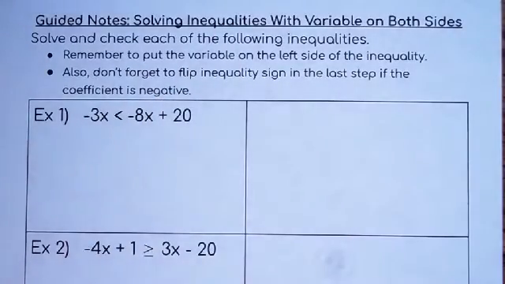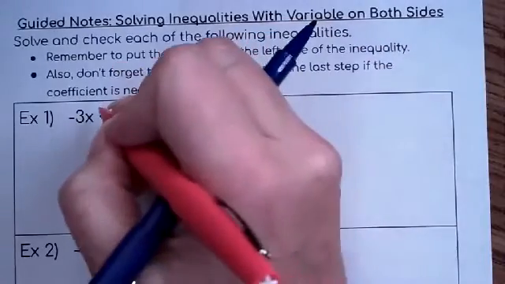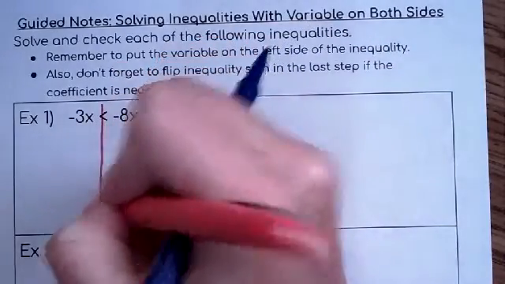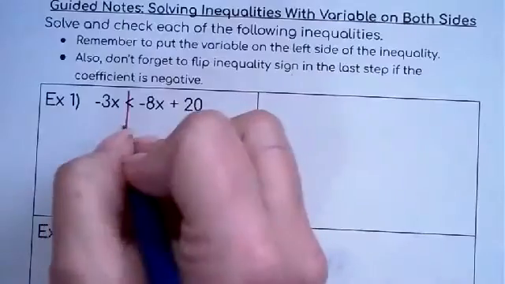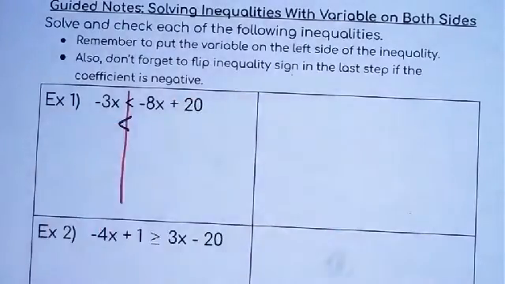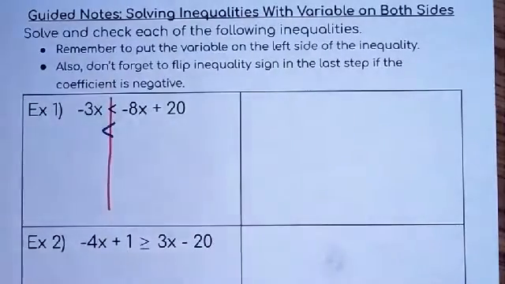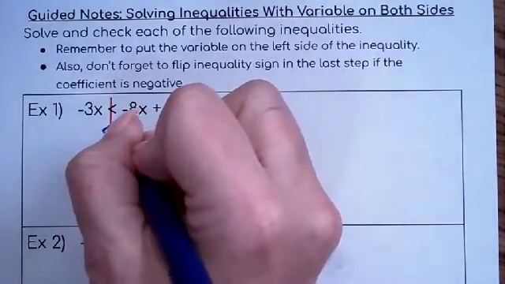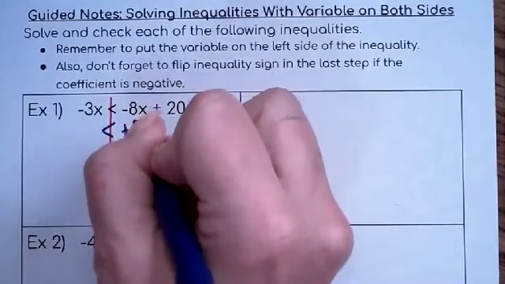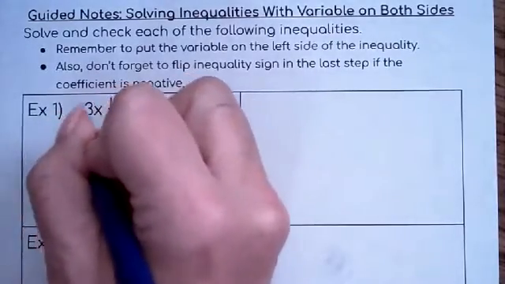Now, look at my first one. Negative 3x is less than negative 8x plus 20. First thing I'm going to do is put in my river right here. There we go. Now, I'm going to solve the same way I did my equations. I want to put my x's on the left side of the river. So the very first step right here is to add that 8x to both sides, just like that.